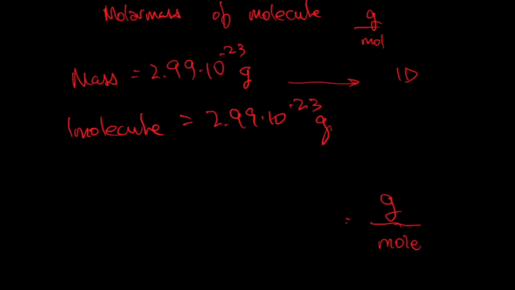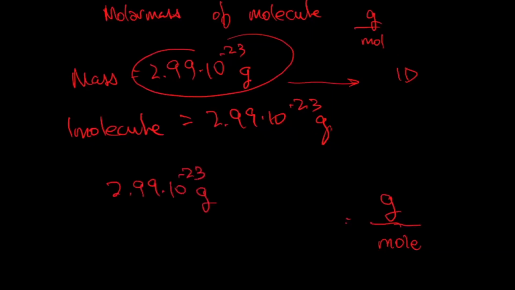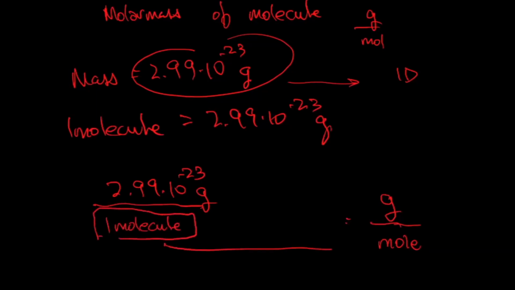So what you need to do is look right here. You've got grams on top, 2.99 times 10 to the minus 23 grams. Okay, and that's per one molecule. You need to figure out how to convert molecule to moles because you already have grams on here. Dimensional analysis. So what conversion factor can you use in order to relate molecules to mole?